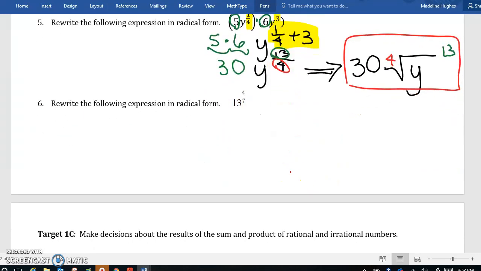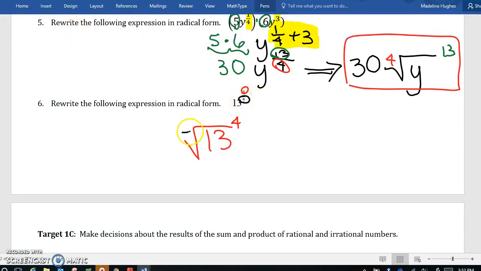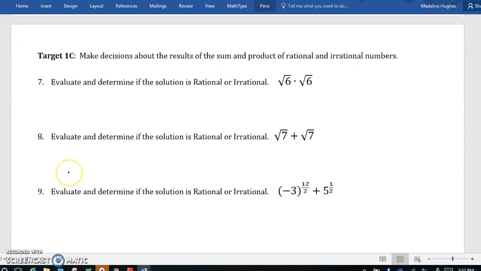Number 6, this was very straightforward. 13 is our base, 4 is the top, so that's the exponent under the root, let's draw the square root sign, and then the 7, the denominator, is our root right here. So 7th root of 13 to the 4th, with the 7 in the root place there. Okay. Target C.